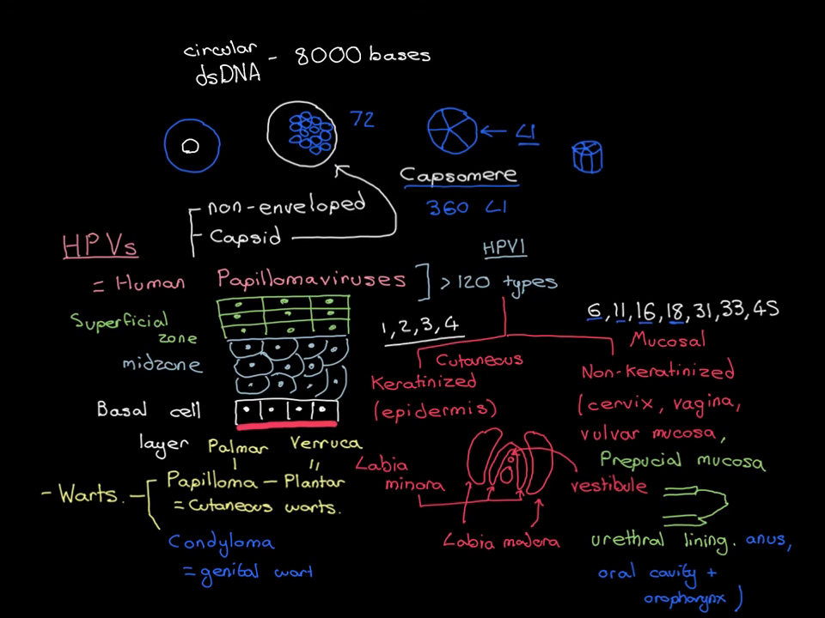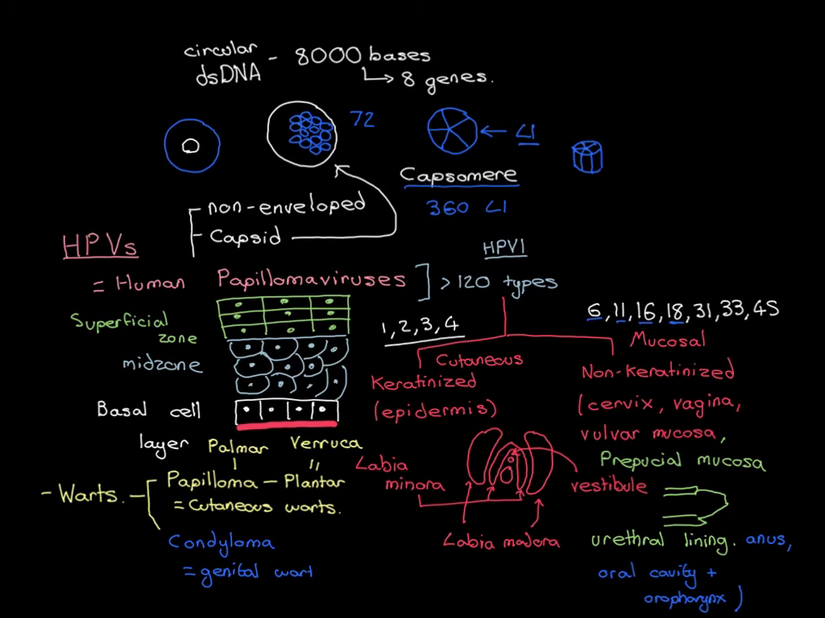Okay, so a little circular piece of double-stranded DNA with 8,000 bases, and overall this codes for 8 genes, and this is in all the different types of human papillomaviruses. So everything I'm saying here about the structure of the virus goes for all the different types of human papillomaviruses, both the cutaneous and the mucosal ones. All of them have a capsid built out of 72 capsomeres, which are all made out of their L1 protein. So all of them have an L1 protein. All of them within the capsid have a circular piece of double-stranded DNA that is 8,000 bases long and which has 8 genes overall.